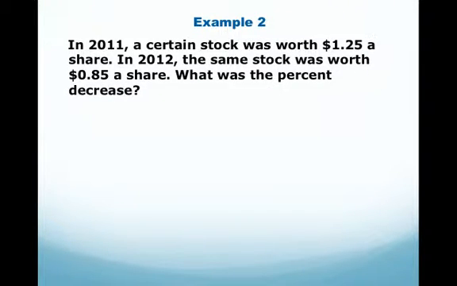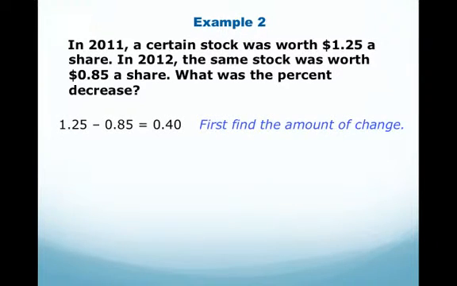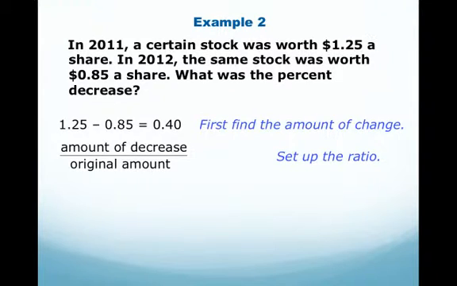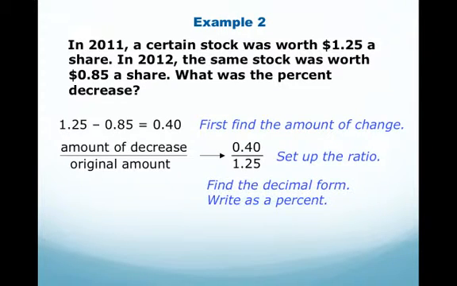Example 2. In 2011, a certain stock was worth $1.25 a share. In 2012, the same stock was worth 85 cents a share. What was the percent decrease? So first we have to find the difference, $1.25 minus 85 cents, and we get 40 cents when we subtract those two. And then we have to write the ratio of the change over the original amount, which would be 40 cents over $1.25.